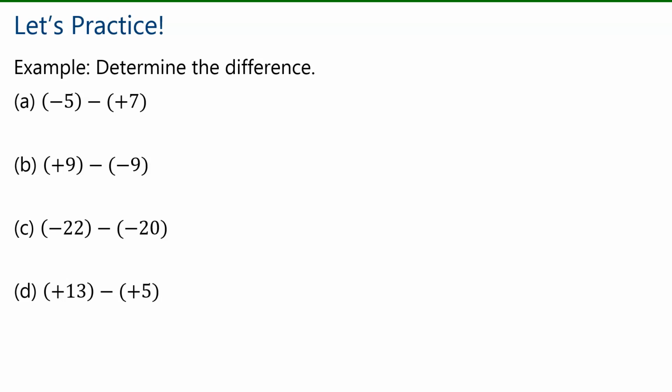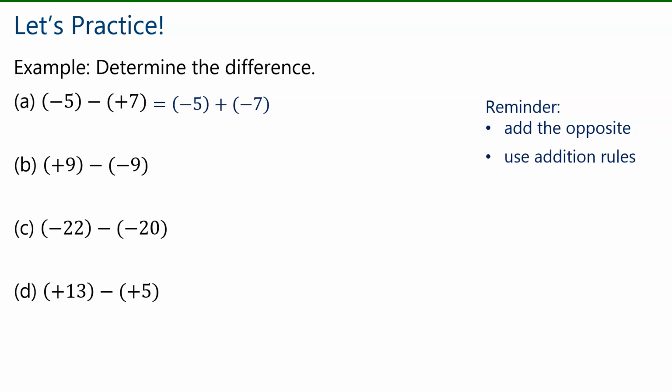So now let's practice. Determine the difference. So as a reminder, we need to add the opposite. So we have -5, subtract +7. Let's change that to -5 plus a -7. Now, like I said, because it's now an addition, we can just use the addition rules that we learned.